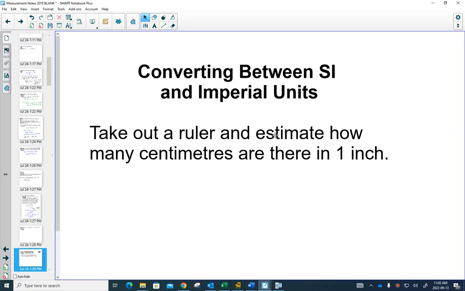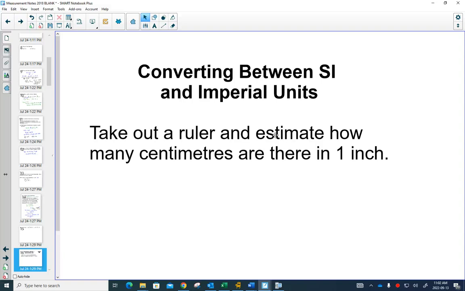Does anyone have a ruler that has inches and centimeters on the same one? Check out what kind of ruler you have. Does it have inches and centimeters? Because sometimes you get a ruler that only has centimeters, and sometimes you get a ruler that only has inches, but you have both. Okay?